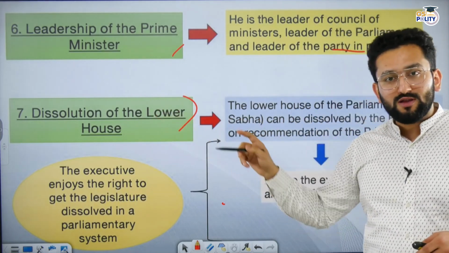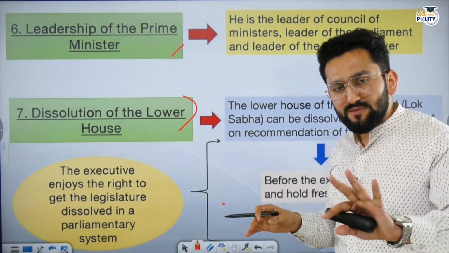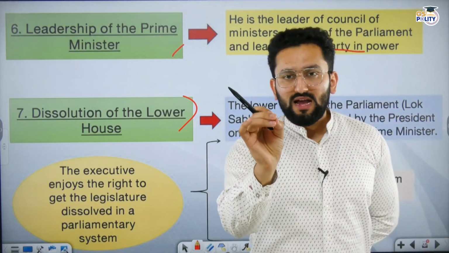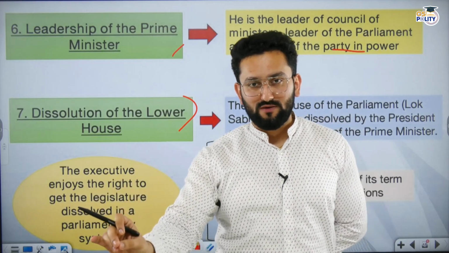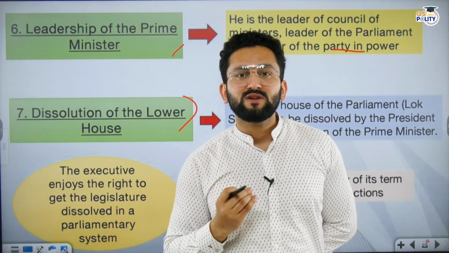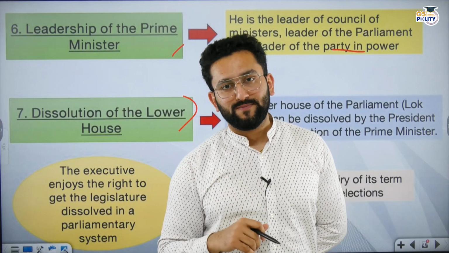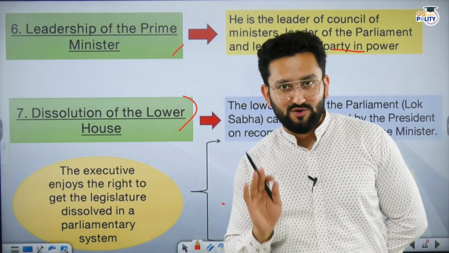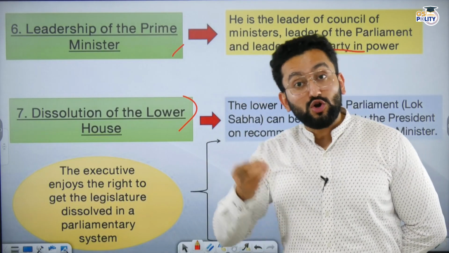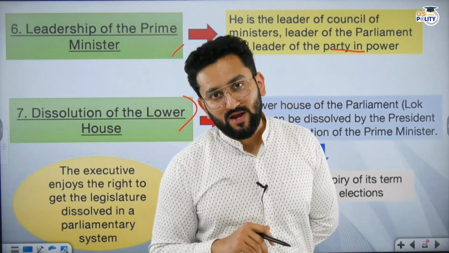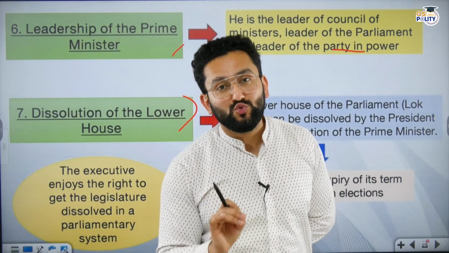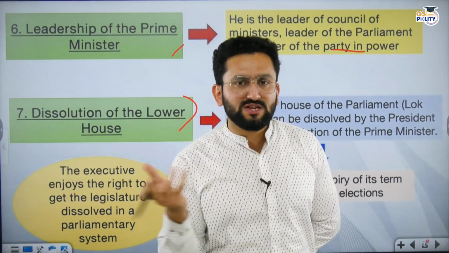Dissolution of the lower house. I'm making a statement, you have to tell me whether the statement is true or false. Executive has power to dissolve legislature. Is the statement true or false? Come on. Executive has power to dissolve legislature. Statement is true or false? Statement is true. What is the meaning of this dissolution?